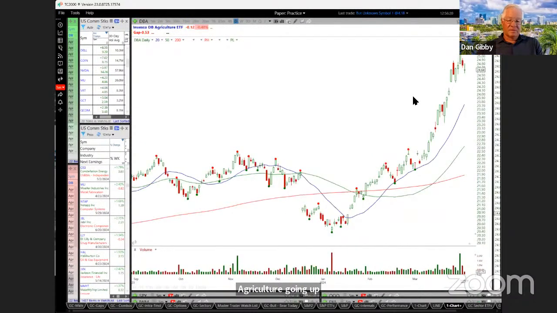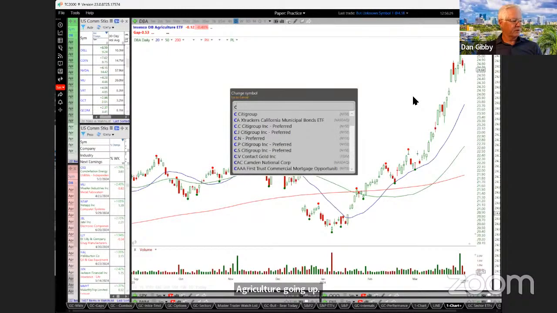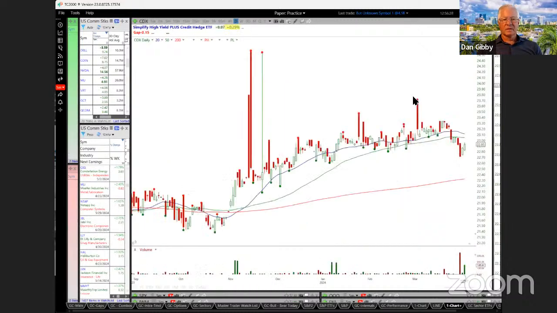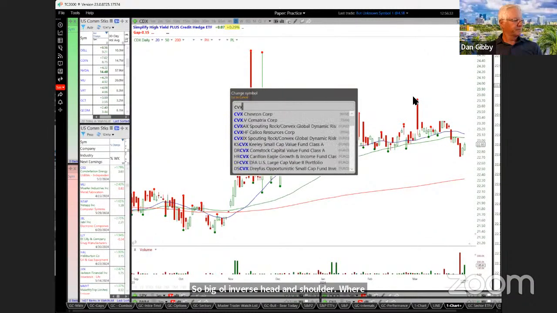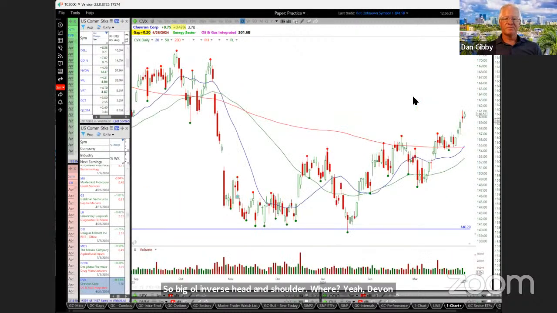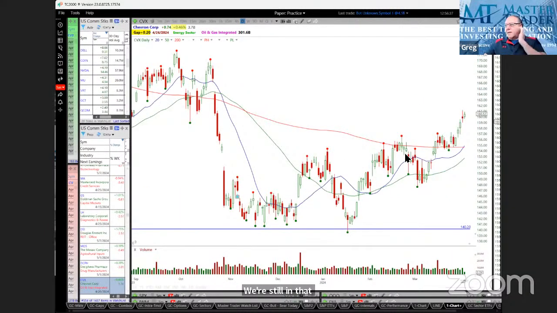Well, Greg, the word long CVX, that's a good moving average example. It's a big old inverse head and shoulder. Where's CVX, right? CVX. Chevron? Yeah. We're still in that. And this is playing what we call catch up.